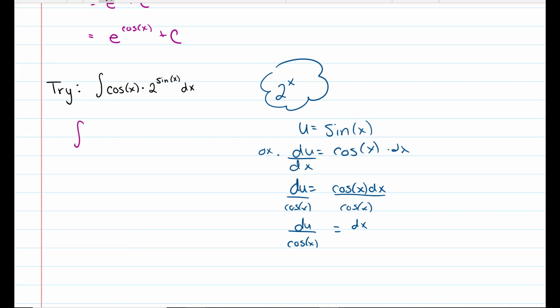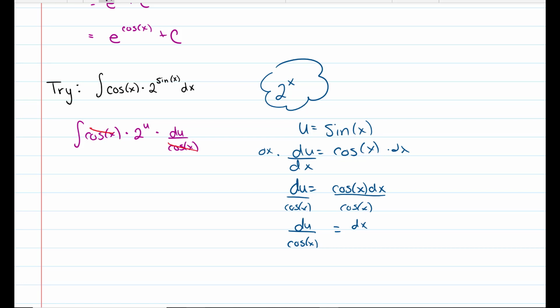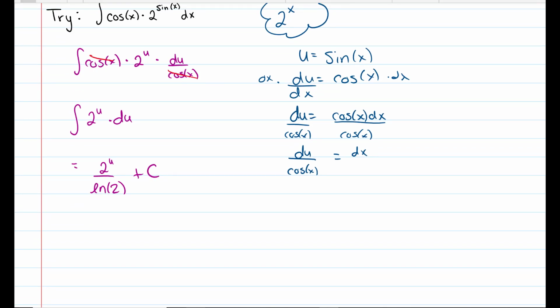And I get the integral of cosine of x times 2 to the u times du divided by cosine. And notice how the cosines are going to reduce off, and I'm left with the integral of 2 to the u times du. And when you integrate 2 to the u, you're going to get 2 to the u divided by ln of 2 plus c. We have to substitute the u back, so you get 2 to the sine of x divided by ln of 2 plus c. And that's all there is to it.